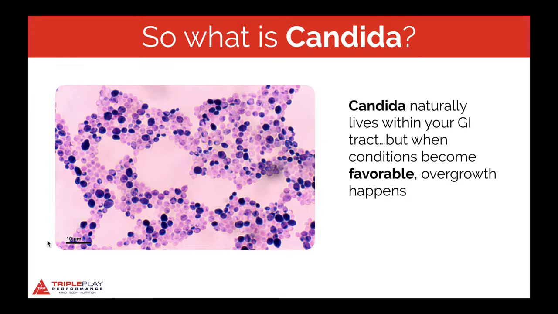If we look at a lot of infections, even pneumonia, E. coli, a lot of those are actually opportunistic infectious organisms. It's a hard word to say. So Candida naturally lives in your GI tract, and it's called an opportunistic infection because when conditions become favorable, then overgrowth happens. Kind of like when bread becomes moldy, it's because the bread has favorable conditions for mold to grow. That's basically what an opportunistic infection is.